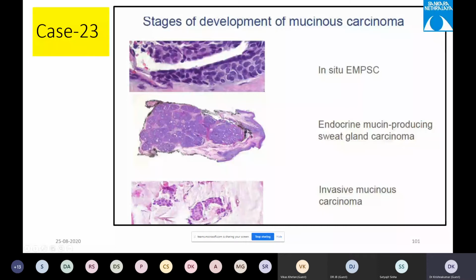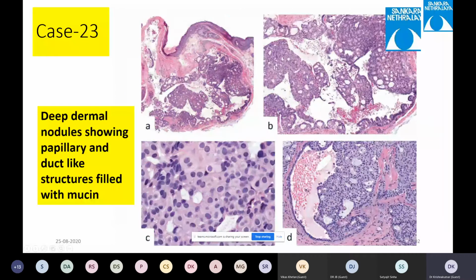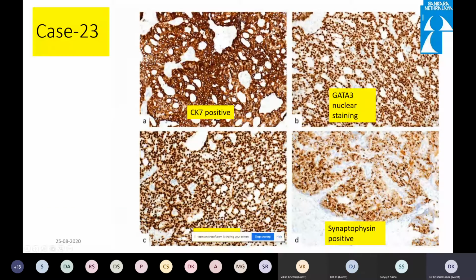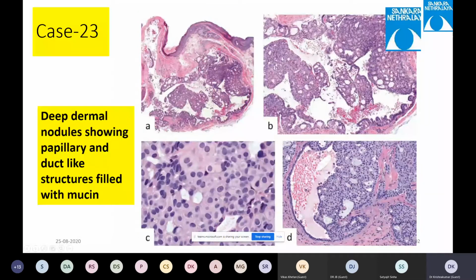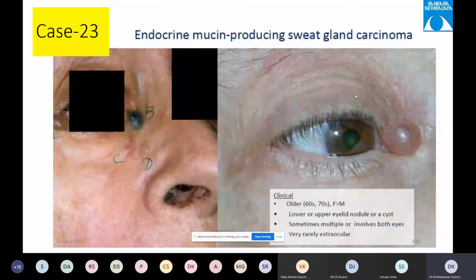That's what they tell. It is deep in the dermis with papillary structures and mucin. It shows markers like synaptophysin, which is a neuroendocrine marker, GATA3, and cytokeratin positive. Whenever you see this pattern of synaptophysin positivity and GATA3 positivity, think in terms of endocrine. Remember this. Endocrine mucin producing sweat gland carcinoma can mimic a simple cyst. So please submit any sample to the histopathology department.